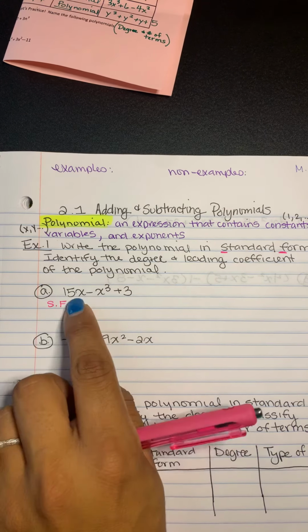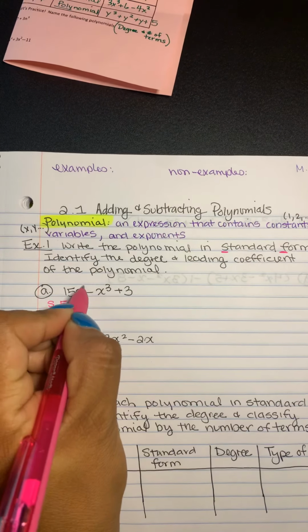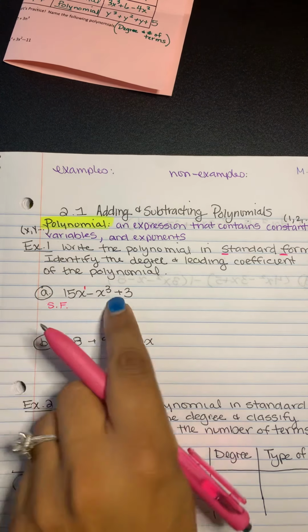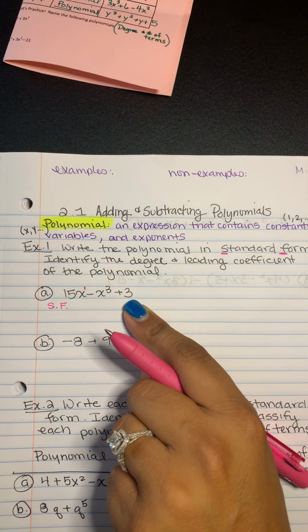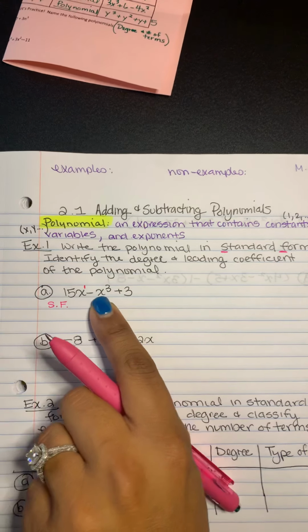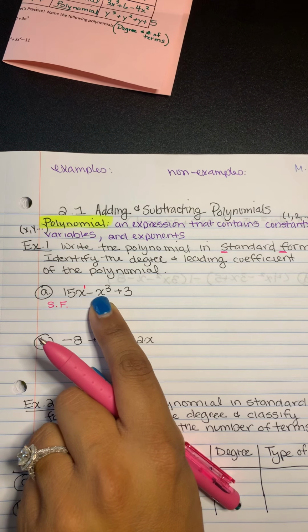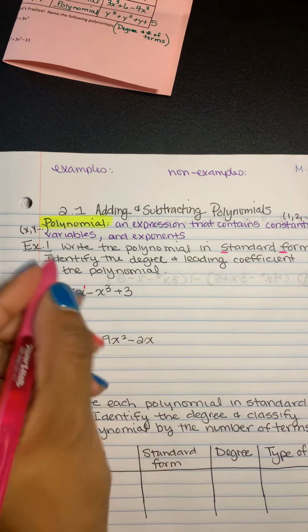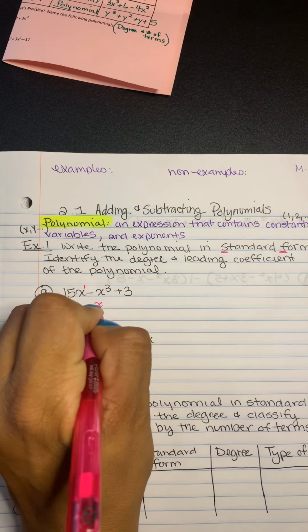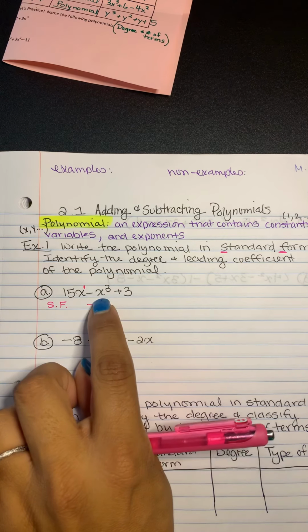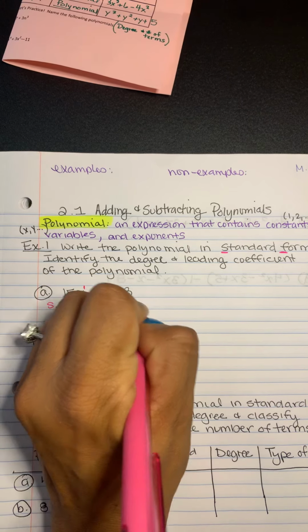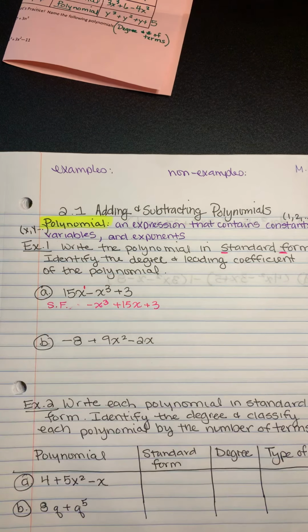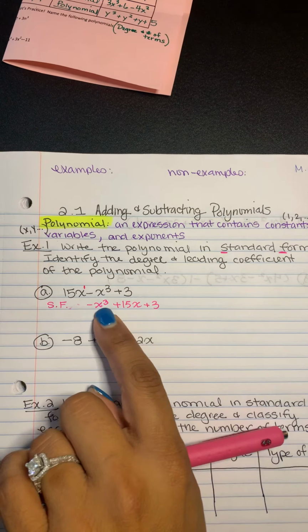What we want to do is take this polynomial and look at the degree. So we have a 1 here, we have a 3 here, and there is a 0. This is a constant. Start with your largest degree, largest exponent, and then decrease from left to right. So it would be negative x cubed, and then plus 15x, and then our constant, plus 3.